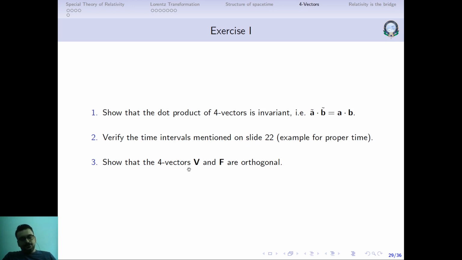Last thing that you have to show is that the four velocity and four force are orthogonal. Okay, I'll give you a hint here, very easy. When do you say that two quantities are orthogonal? If their dot products are 0. So you have to basically show that the dot product of V and F is 0. So how do you start? You can just take a dot product of V with itself, and then you differentiate it.